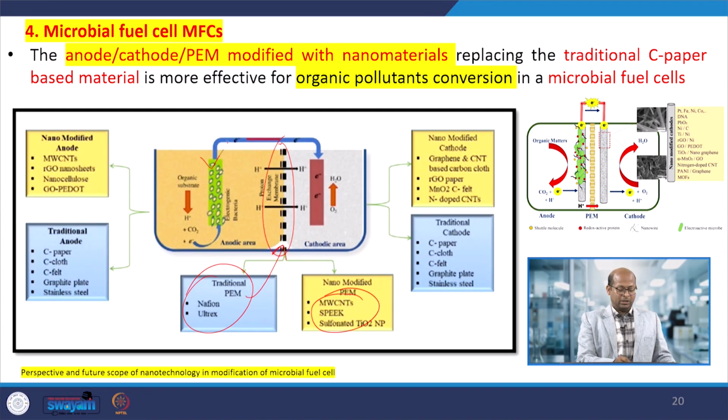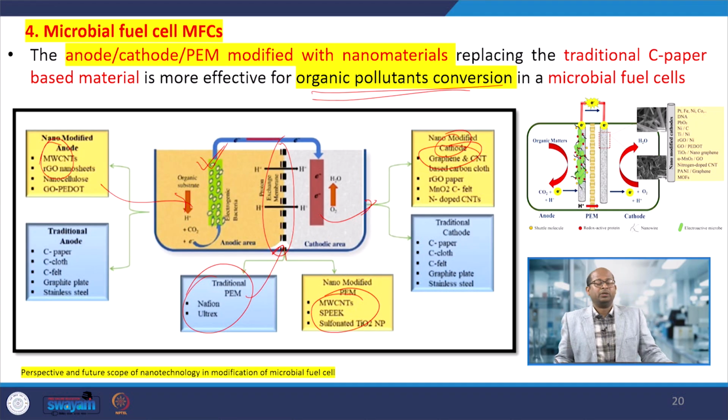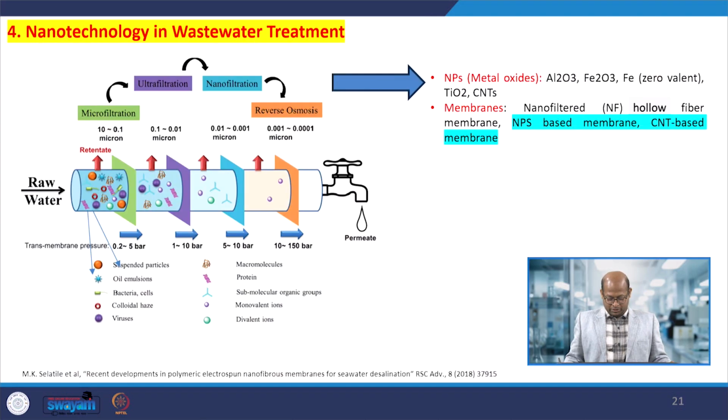Similarly, whatever anode materials we are using, if we modify them with CNT, or the cathode materials, this is cathode, this is anode. If we modify both of them, cathode, anode and membranes, with nanomaterials, then the overall performance will be enhanced. So for organic pollutant conversions, we can use this type of modified electrodes and membranes to improve the performance of the microbial fuel cells.